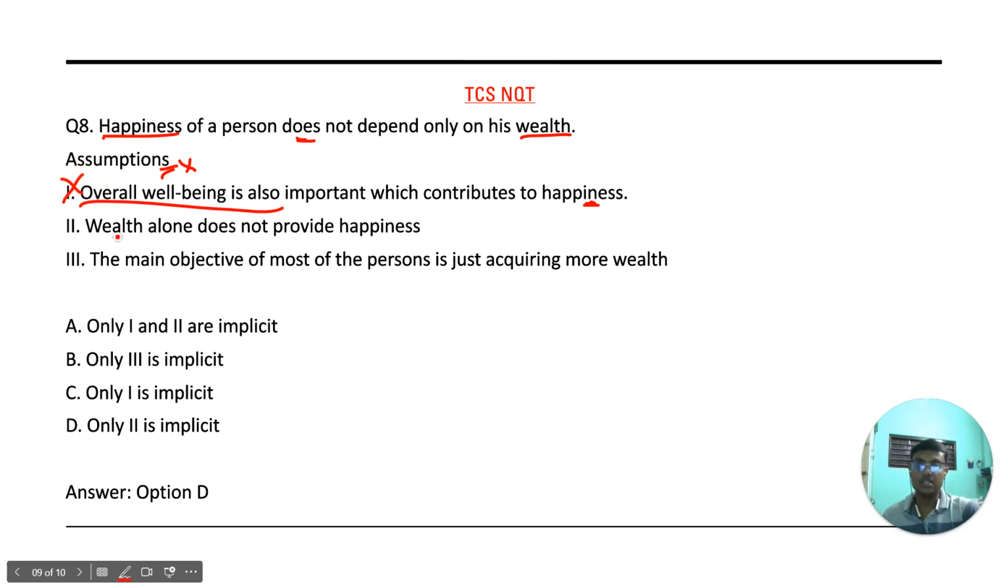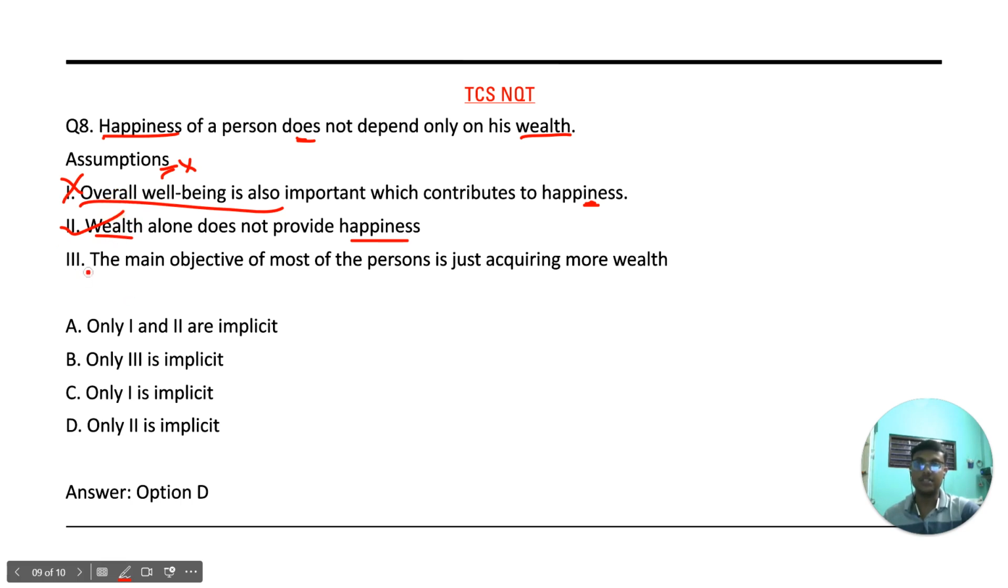So the assumption 2 says wealth alone does not provide happiness. We can see that something about wealth and something about happiness has been told here. Thus, we can read the statement again. Happiness of a person does not depend only on his wealth. From here, we can backtrack that some assumption like wealth alone does not provide happiness has been there in the mind of the author because of which this statement has been given. Thus, we can mark this assumption as the correct one.